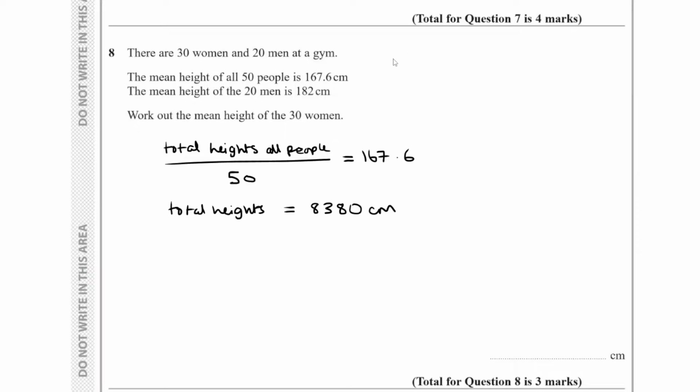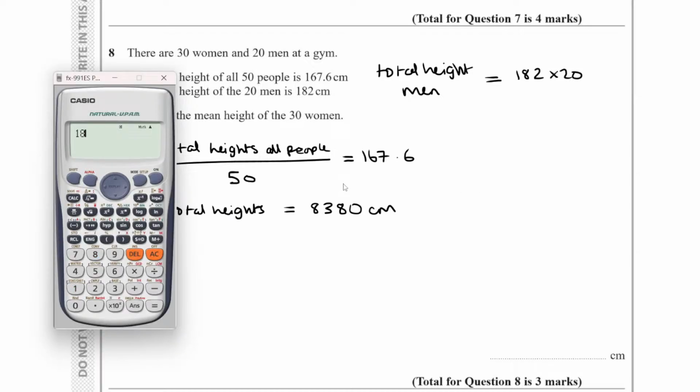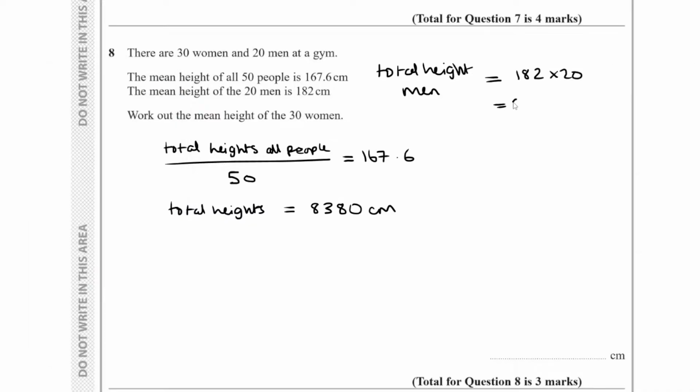Then I would do the same with the men. I'm just going to do it here so I've got some more space. So the total height of just the men, effectively we're going to reverse it. So you're going to times that one by just 20, right? Because there's only 20 men. 182 times 20. Do you see how I'm reversing it? I'm doing the same thing. So 182 times 20 is 3,640.